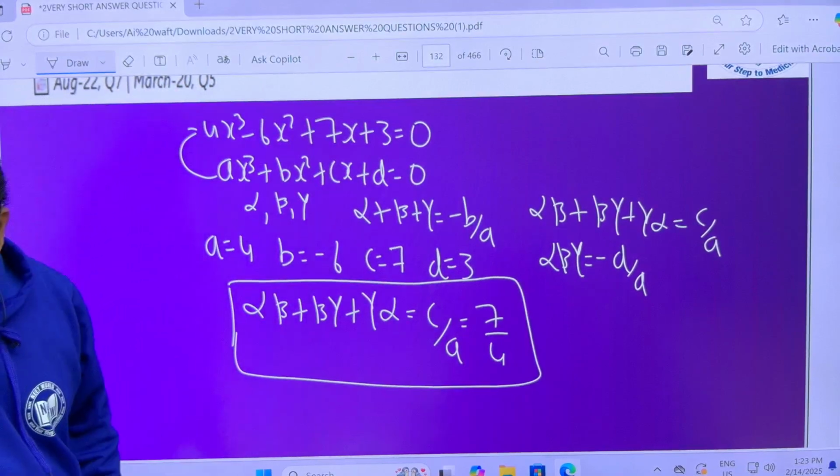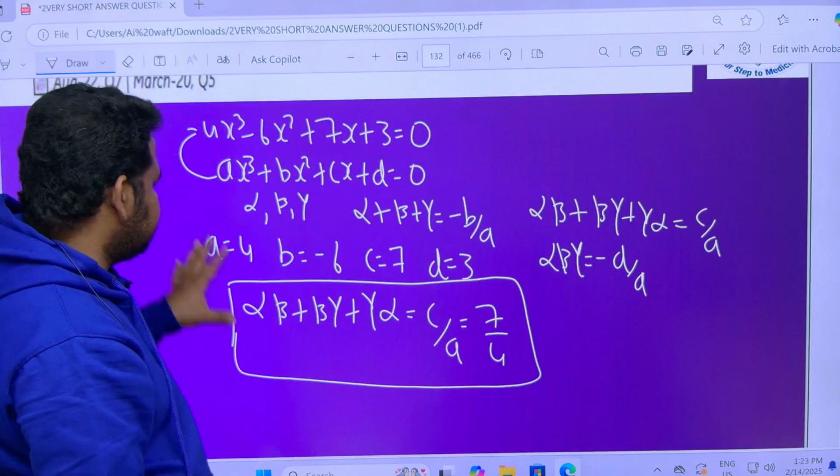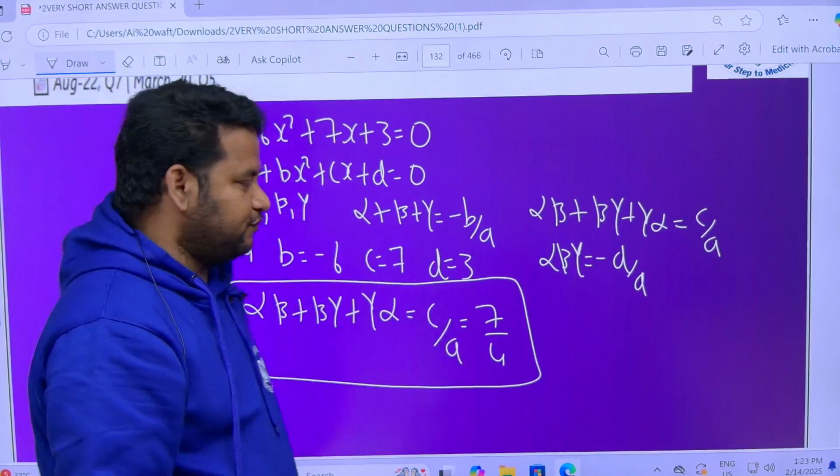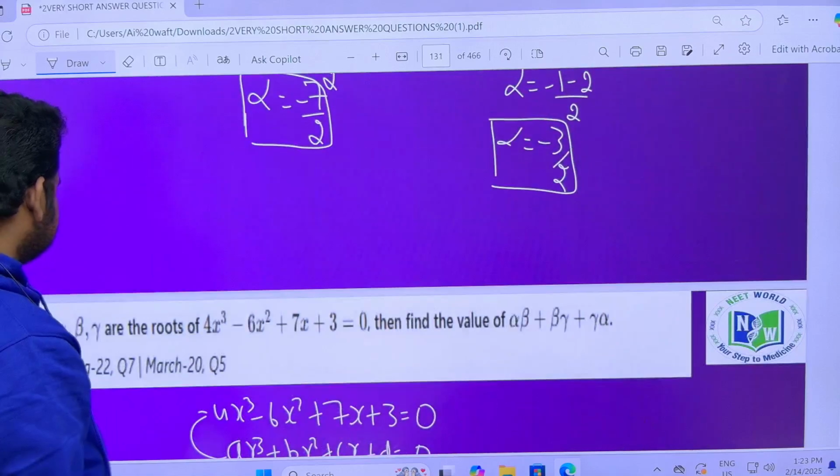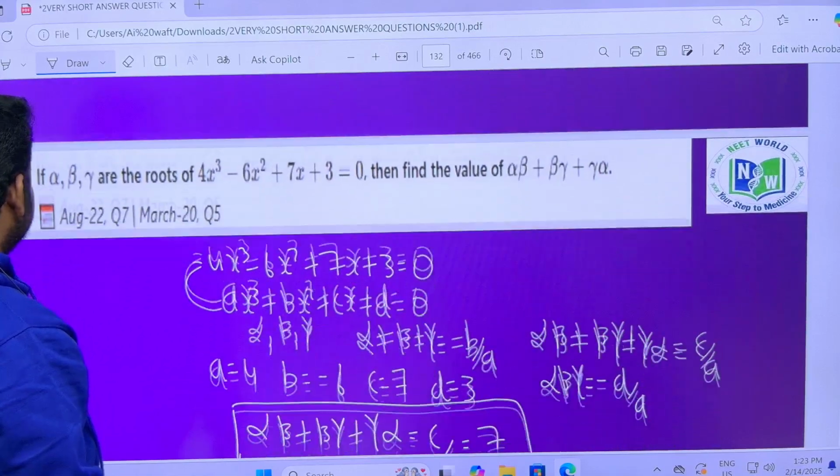Okay, I think the question is correct. As per the question, this is 7 by 4. This was asked in which year, friends? This was asked in 2022. Very simple question based on this one.